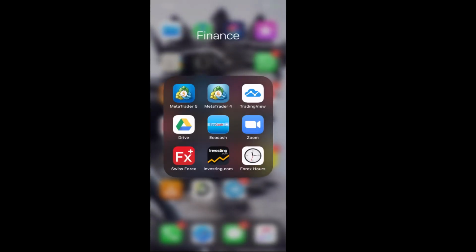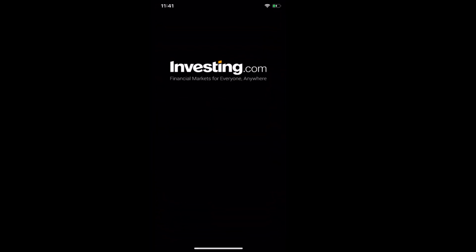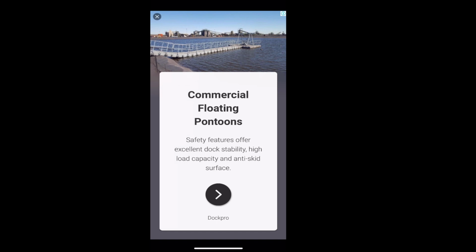Anyway, moving on to the next app, right? We have investing.com. So investing.com is actually a good app when it comes to your news and all that stuff. It makes things a whole lot easier than actually googling the next news events. So it helps you keep track of your news events, everything, right? So it always just comes up with this ad.